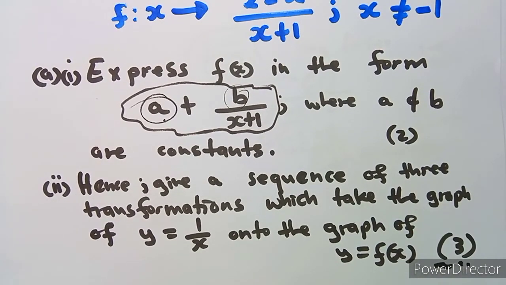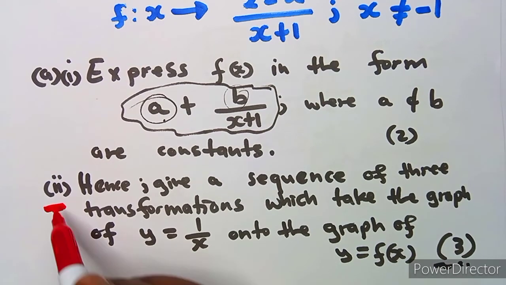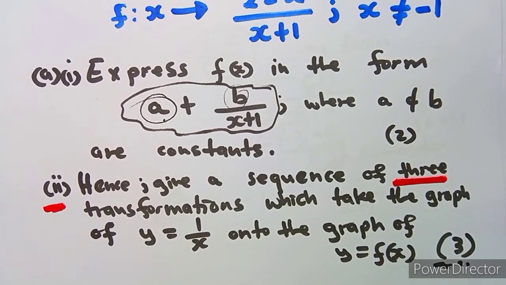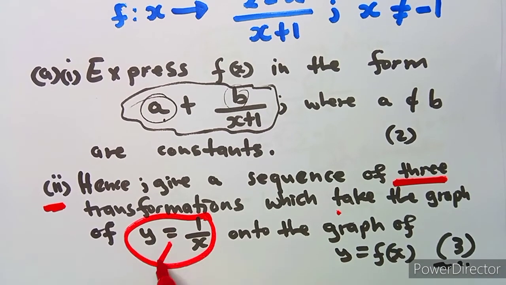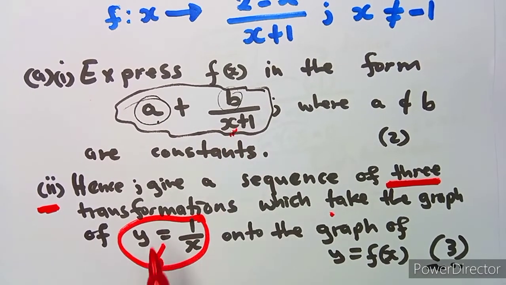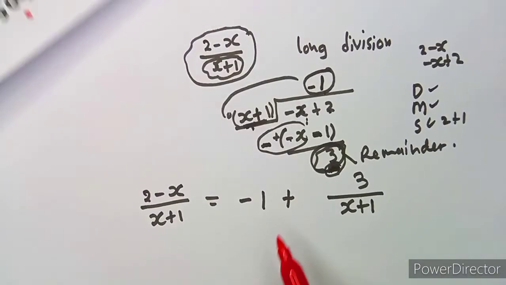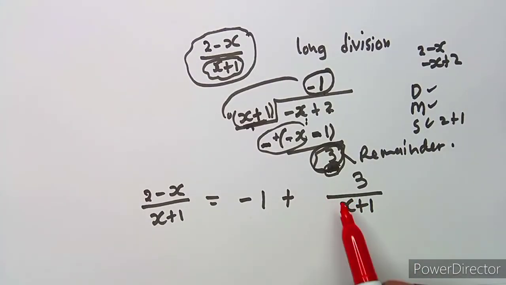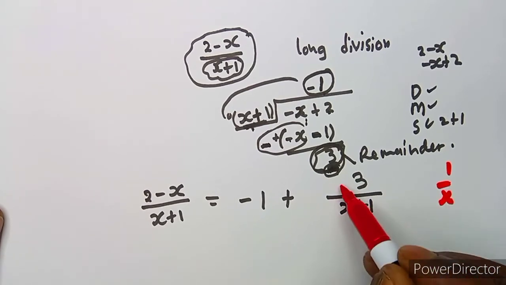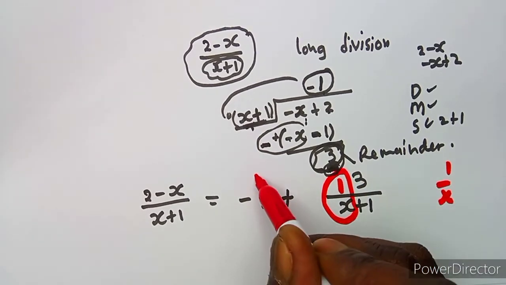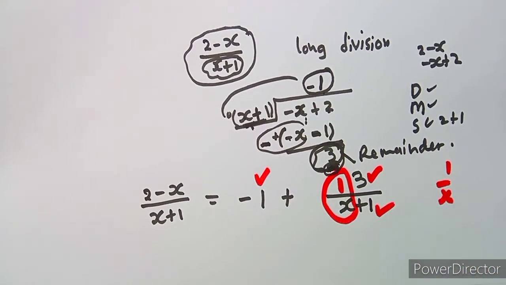So this is what you're talking about. Then once you have this format, give a sequence of 3 transformations which take the graph of y equals 1 over x. So you have to locate that graph from this format. You can now locate 1 over x onto y equals f of x. So we just put this as 1 over x like this. So these are the 3 transformations which occurred: minus 1, 3, and this one.